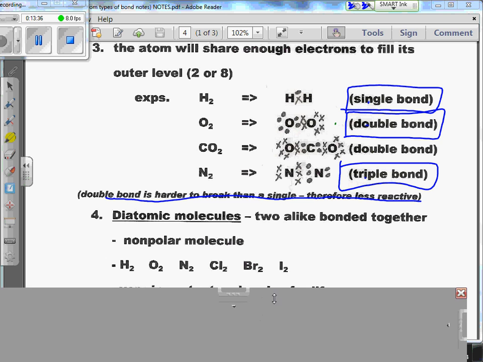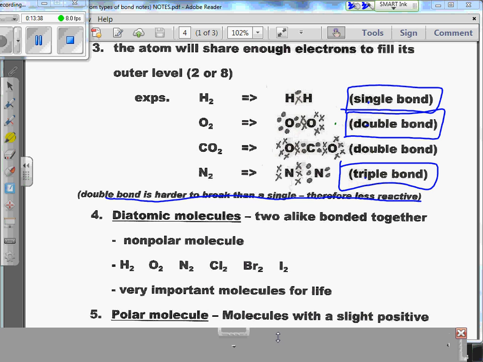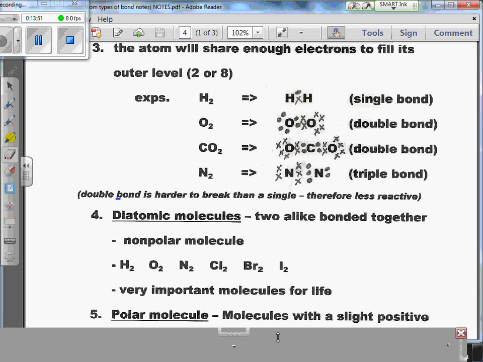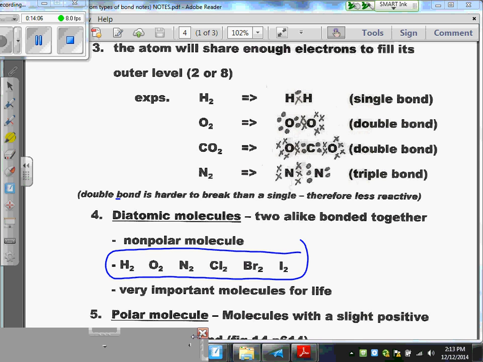Okay, diatomic molecules. This is not the first time that we've talked about diatomic molecules, so you should already understand what it means. Di is 2, atom is atoms. So our diatomic molecules are 2 alike elements bonded together when elementally alone. So here are your diatomic molecules. We've been talking about these for a long time. We'll just take a look at our periodic chart here.